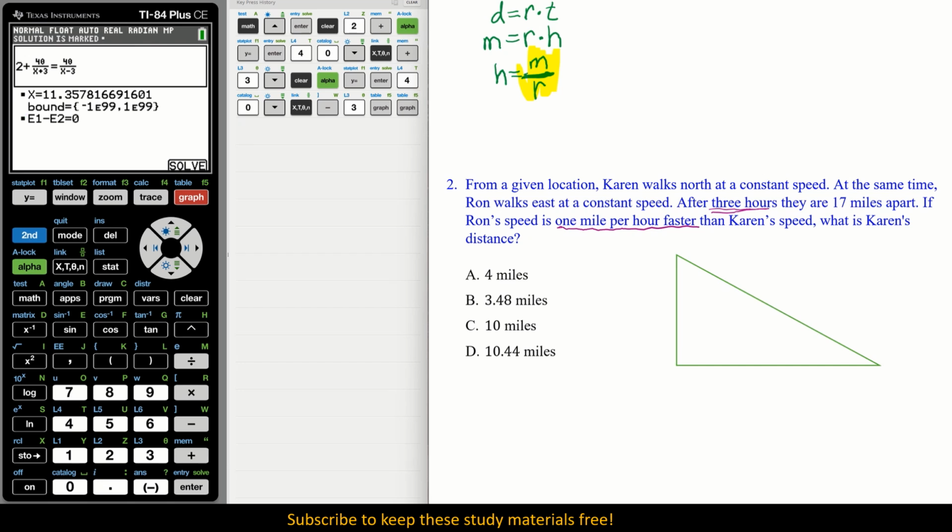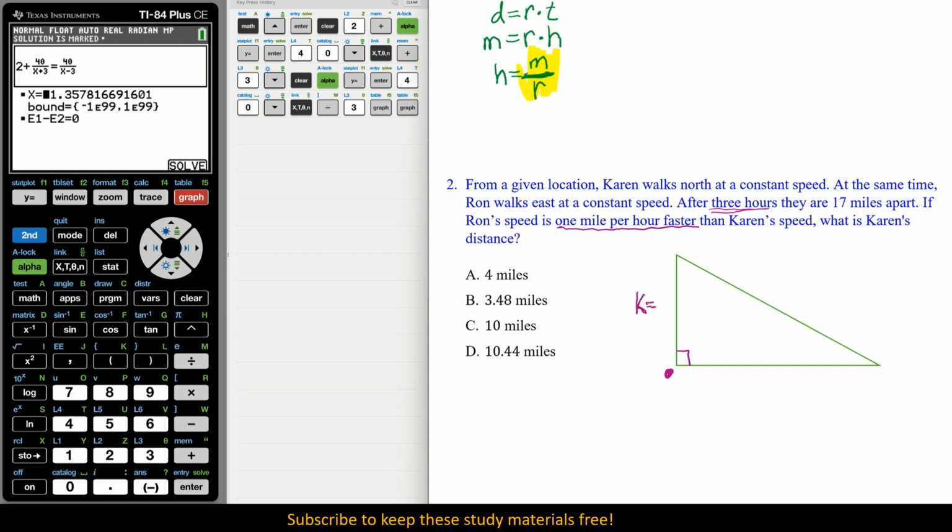Okay, let me explain to you what's going on. Obviously, they're going north and east. So they're going to start here. Okay, this is ground zero. We're going to say Karen goes north, right?